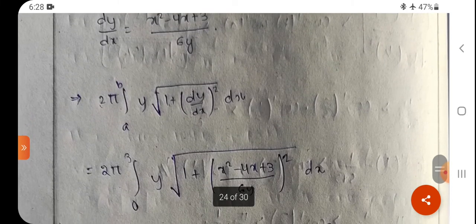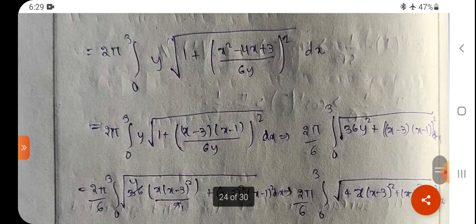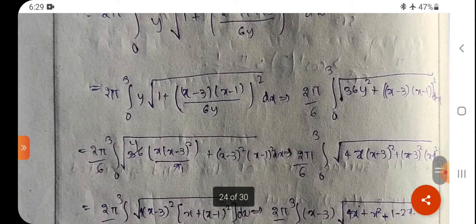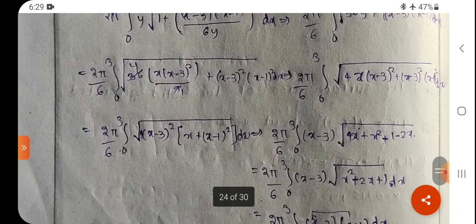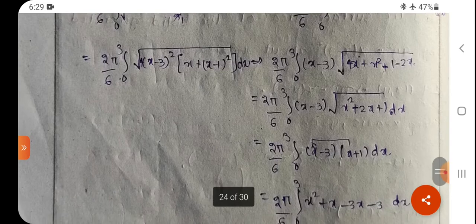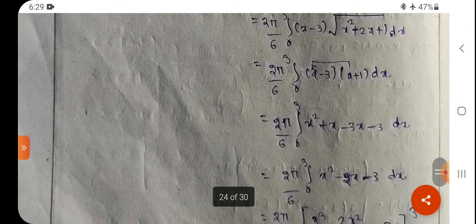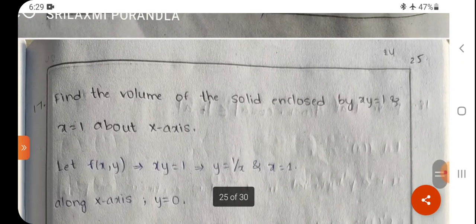The formula is 2 pi times the integral from a to b of y into the square root of 1 plus (dy by dx) whole squared dx. You substitute that value here, and the root cancels out. Whatever dy by dx you get, you need to write down in terms of factors. Then only on simplification will you get the answer. The factorization is important. Finally you are getting minus 3 pi.